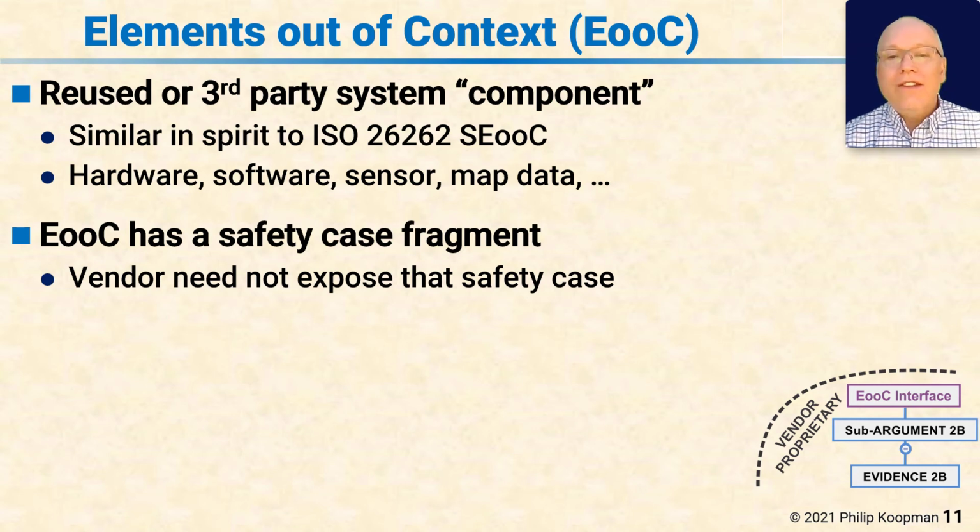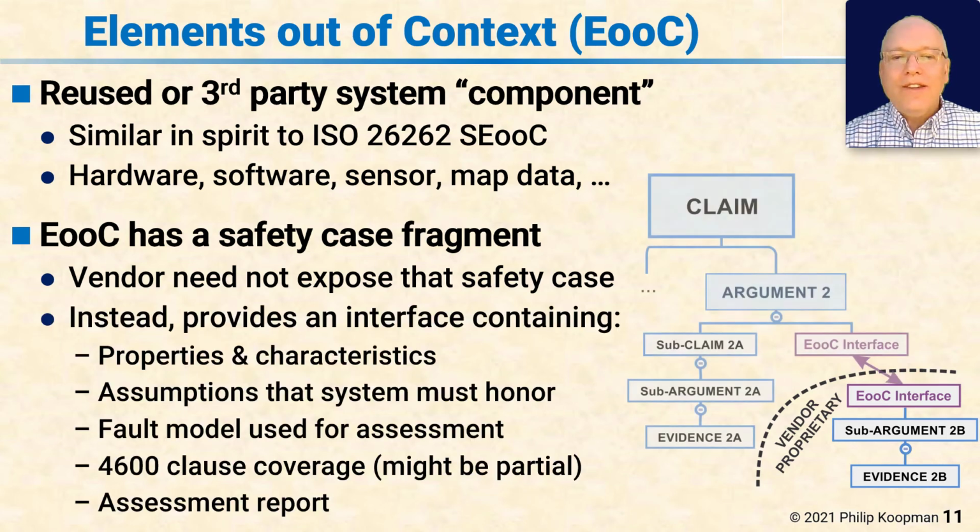So the EooC interface is a defined way that the vendor of a component, hardware, software, whatever it is, can say, all right, I'm going to do a safety case. I'm going to do independent assessment. I'm going to conform to 4600, and I'm going to produce an EooC interface that summarizes the things that are needed by the upper safety case. That includes the properties and characteristics of the component, the assumptions the system above must honor for the component safety case to be valid, the fault model used for assessment, and the coverage of the clauses, because it may or may not cover all the 4600 clauses, and an assessment report that sums all this up.